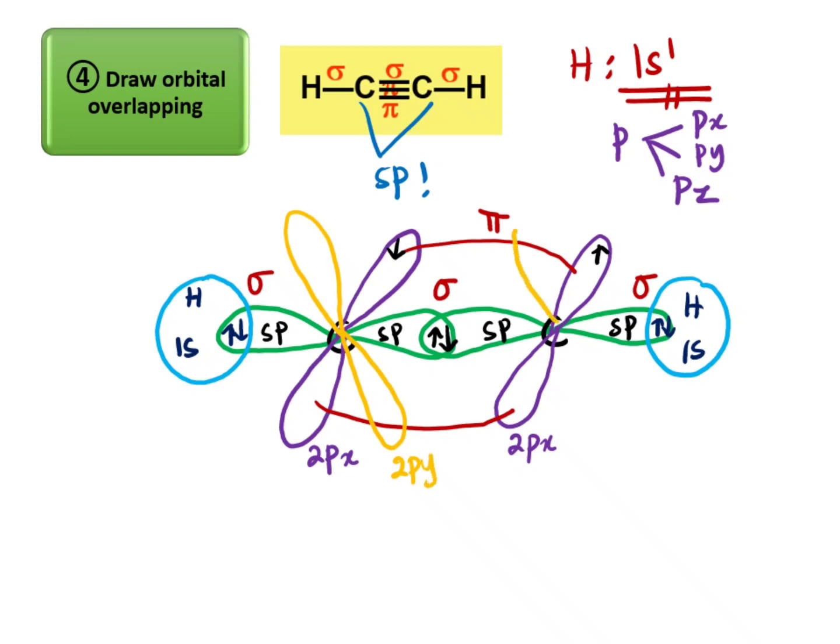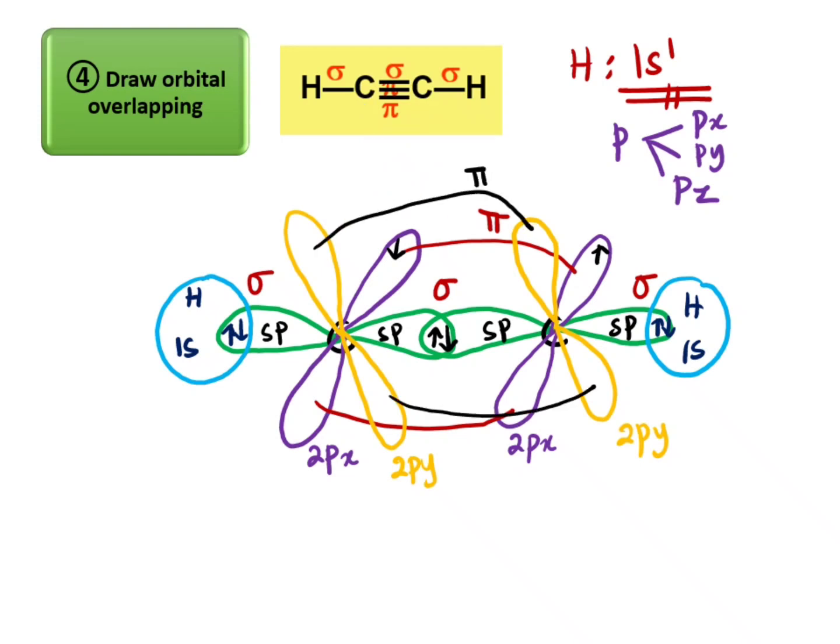Okay, and then I draw one more, 2py from the right side carbon. Alright, so like this. Don't forget to label. See? So we now have 2 pi bonds. Alright, you can now see here the orbital overlapping for C2H2.